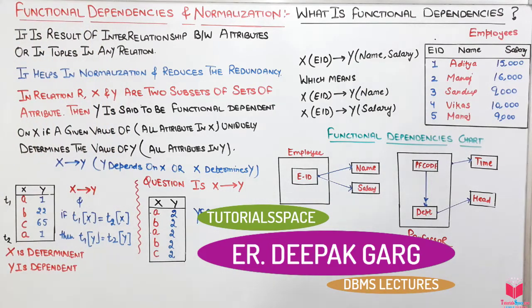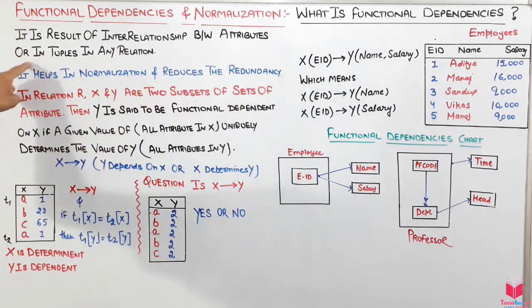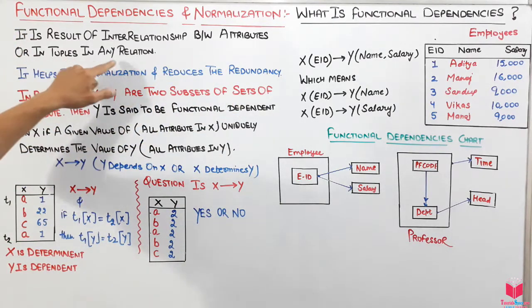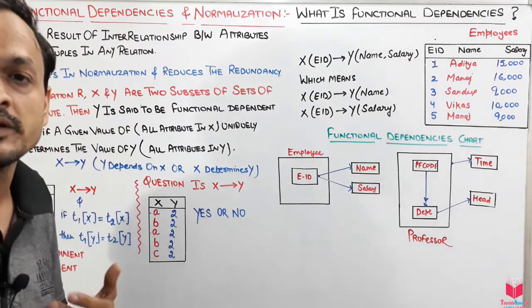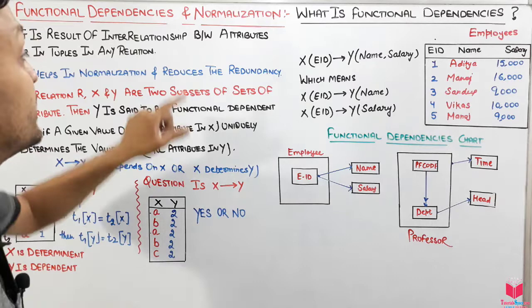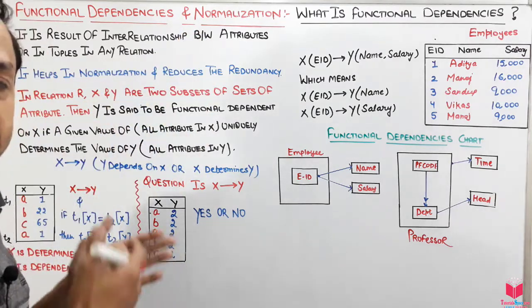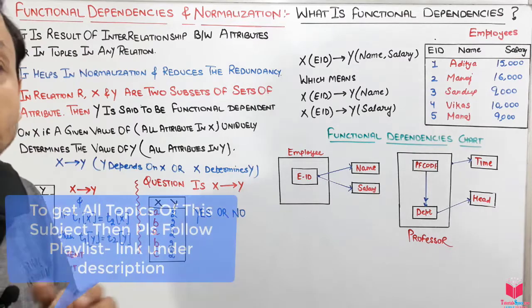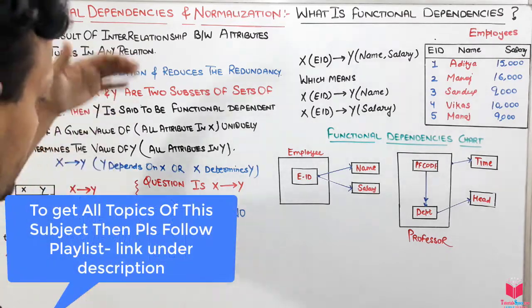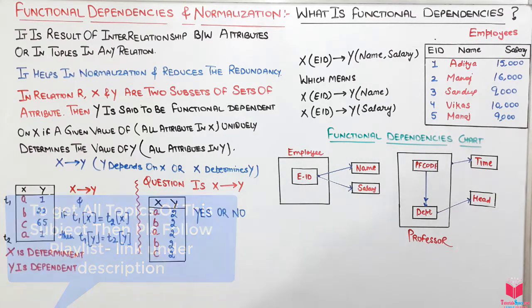It is the result of the interrelationship between attributes or tuples in a relation. If we have a table or relation and we find a result on the basis of the interrelationship between attributes or tuples, then we say that it is functionally dependent. Okay guys, we will see this in more depth with an example. Don't worry about that. Let's see more things.